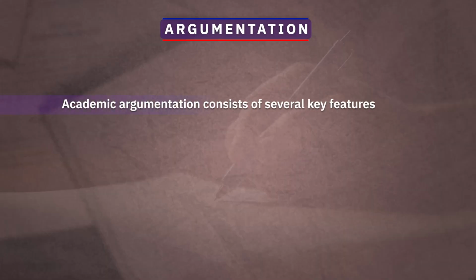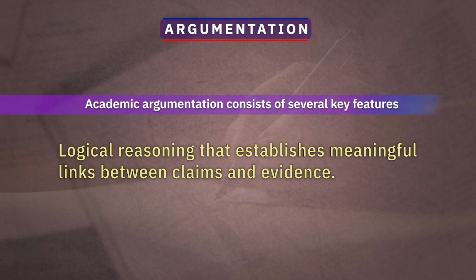Next, critical writing, which relies upon argumentation, is also based on logical reasoning. Logical reasoning is important, you see, because it establishes meaningful links between the claim and the evidence. If I make a claim, I have to substantiate it. I have to back it up with evidence. This link between the claim and the evidence will showcase my ability to logically reason. And that is a key feature of argumentation in critical writing.